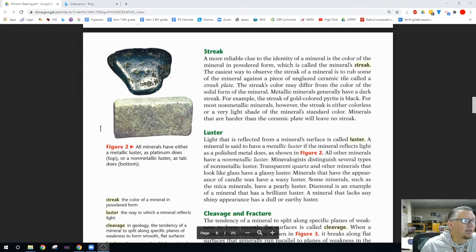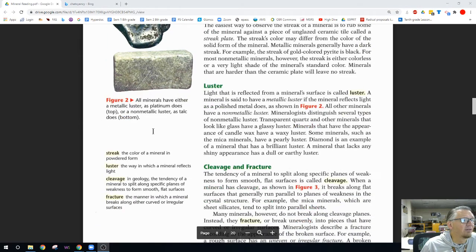Luster. Light that is reflected from the mineral surface is called luster. A mineral is said to have a metallic luster if the mineral reflects light as a polished metal does, as shown in Figure 2. All other minerals have a non-metallic luster. Mineralogists distinguish several types of non-metallic luster.